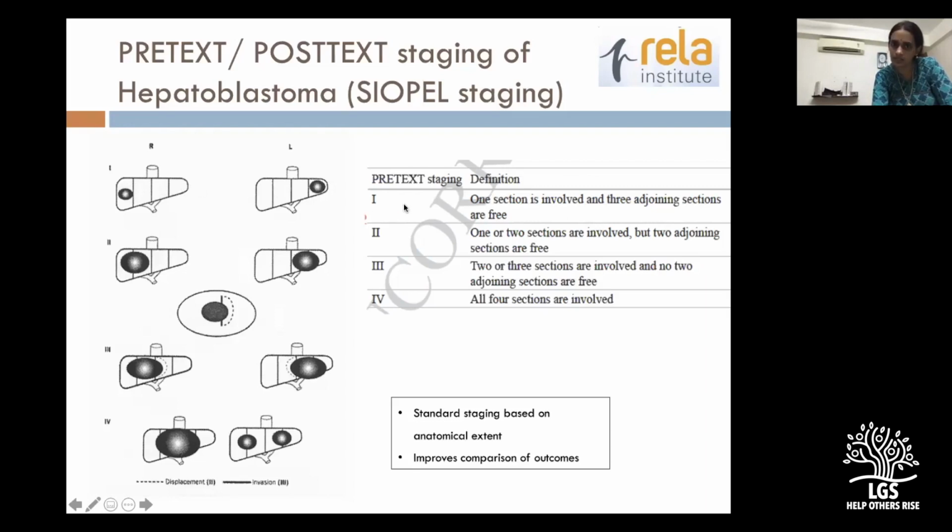According to the PRETEXT staging, if one section is involved such that 3 adjoining sections are free, it is PRETEXT 1. In PRETEXT 2, 1 or 2 sections of the tumor are involved such that 2 adjoining sections are free. In PRETEXT 3, 2 or 3 sections are involved such that no 2 adjoining sections are free. They have very nicely described it. We can see here no two adjoining sections are free. PRETEXT 4 is if all 4 sections are involved. After the chemotherapy, if the post-treatment staging is PRETEXT 4, it's a definite indication for liver transplantation. Whereas for the others, we can try resection also.